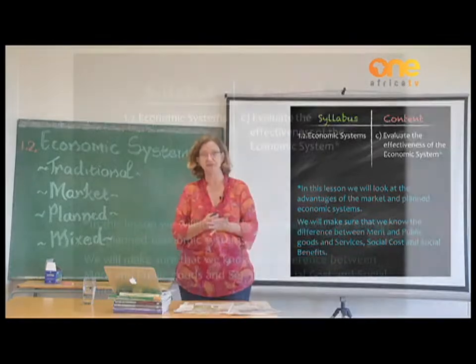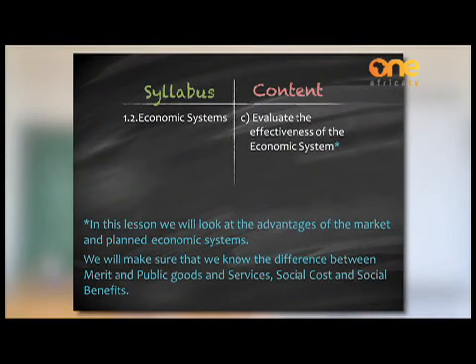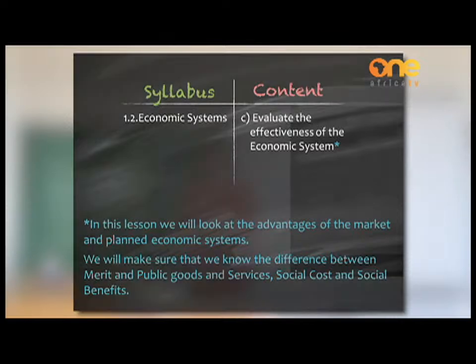We will also look at merit goods and public goods, as I've mentioned in the previous lesson, and we will look at externalities. Externalities I will explain through social cost and social benefits. And then after that, for lesson 7, we will look at the features of a mixed economic system.